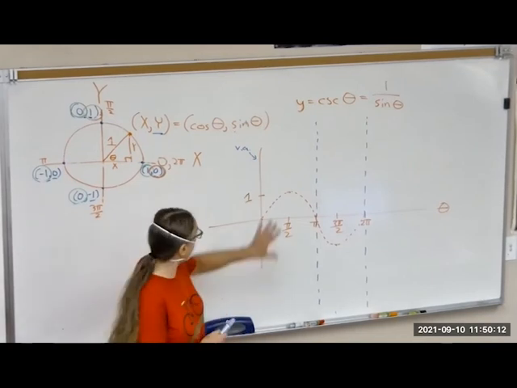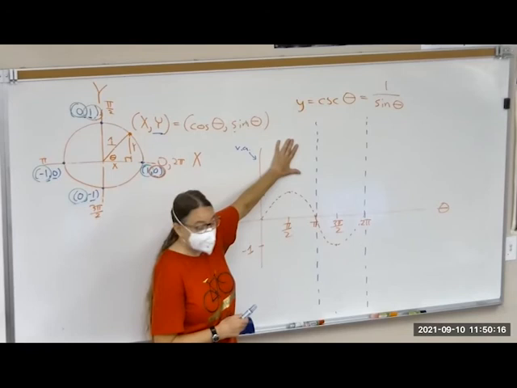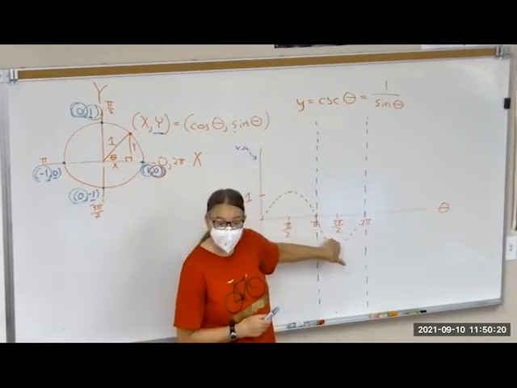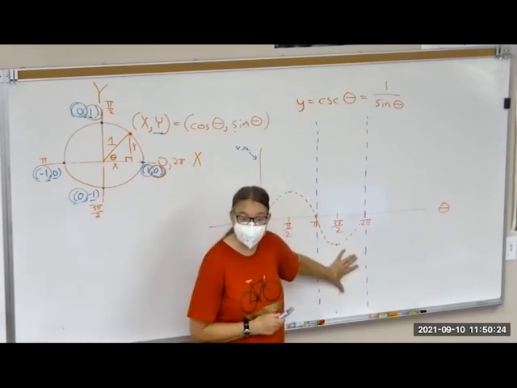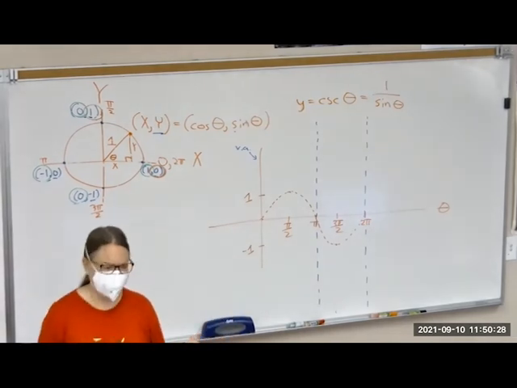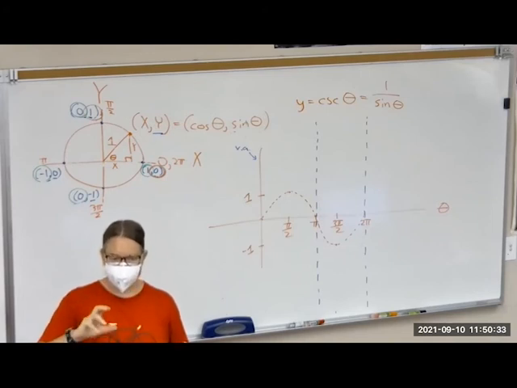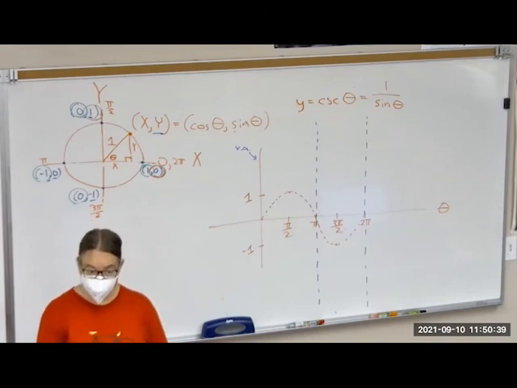So I know that between these two asymptotes, my graph is positive. And if I take the reciprocal of something negative, I'm going to get something negative. So I know that between the next two asymptotes, my graph is negative. Okay. Then I want to think, what happens with reciprocals? And with reciprocals, it sort of changes the size of things. The reciprocal of something small is big, and the reciprocal of something big is small.